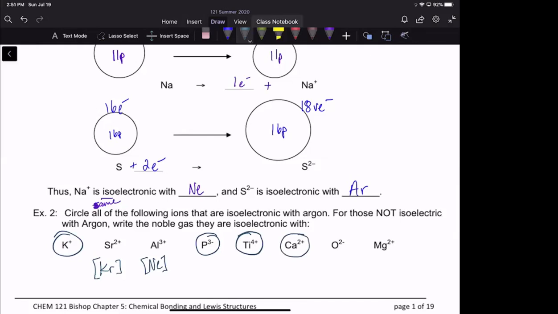Oxygen gains 2 electrons, so that moves 2 boxes to the right to become isoelectronic with neon. And finally, magnesium. N equals 3. It loses those 3s electrons and becomes isoelectronic with neon.